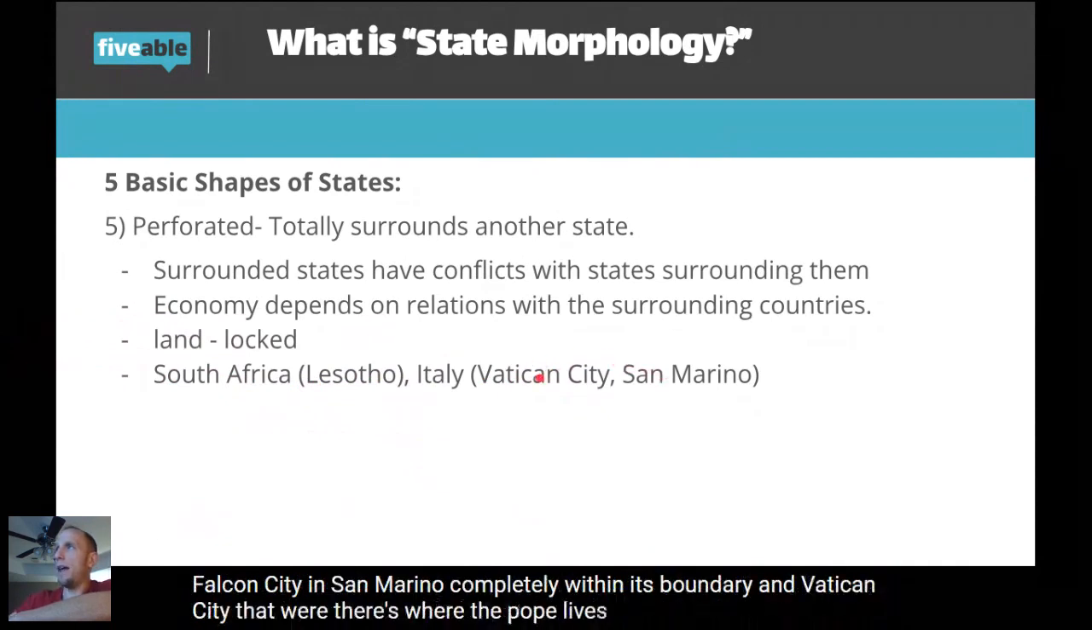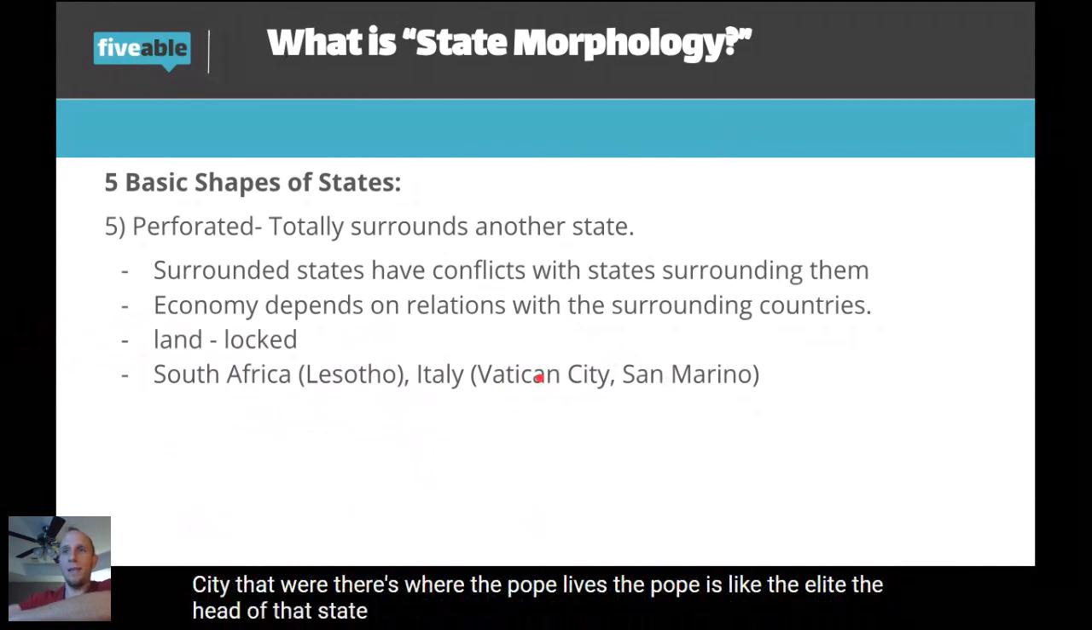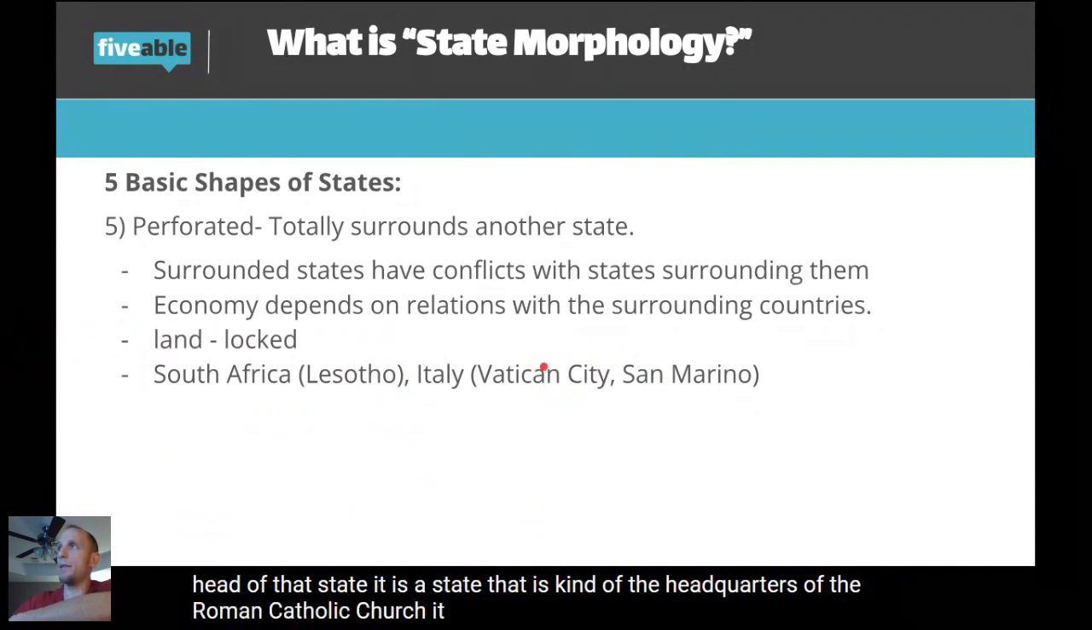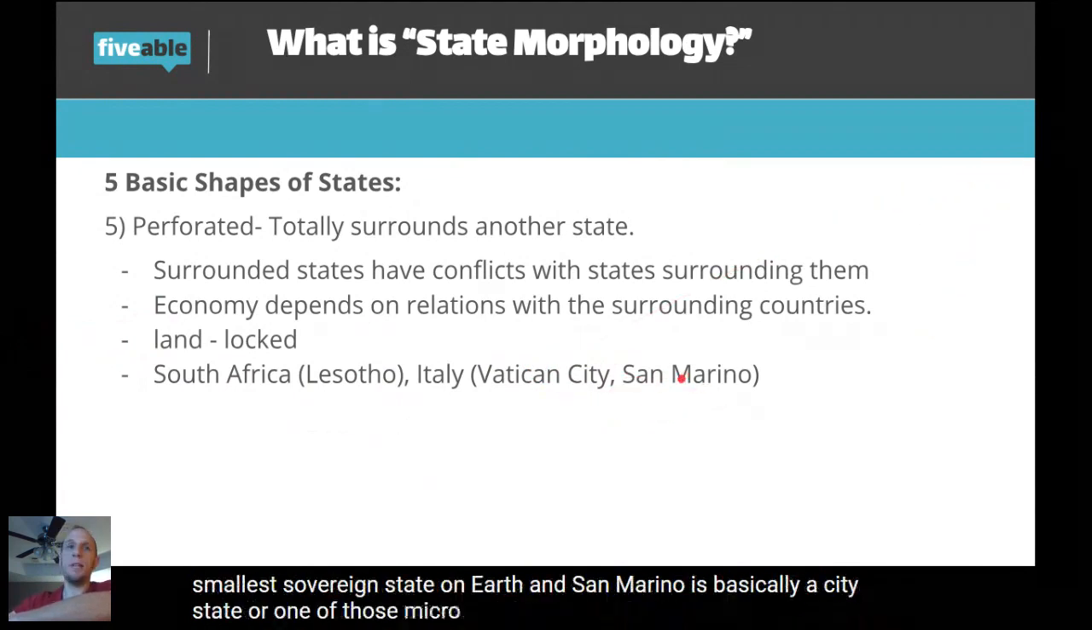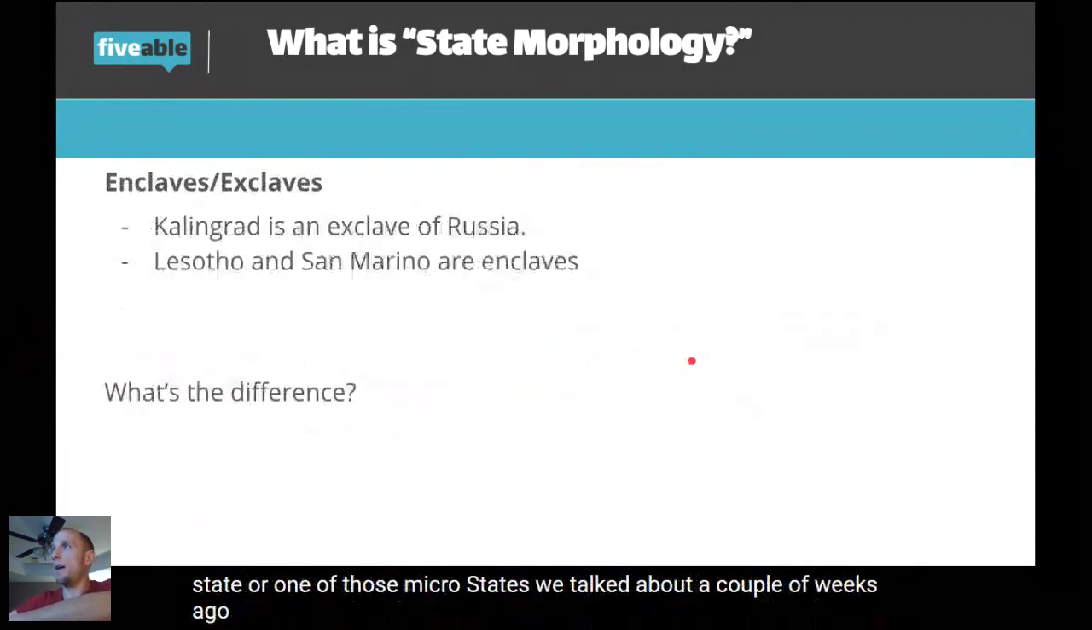And Vatican City, that right there's where the Pope lives. The Pope is like the head of that state. It is a state that is kind of the headquarters of the Roman Catholic Church. It's the smallest sovereign state on Earth. And San Marino is basically a city-state, or one of those micro-states we talked about a couple of weeks ago.